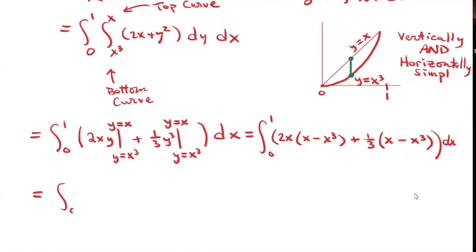So integral 0 to 1, I see a 2x squared minus 2x to the fourth plus 1/3 x minus 1/3 x to the third dx. Okay, so that's bad.